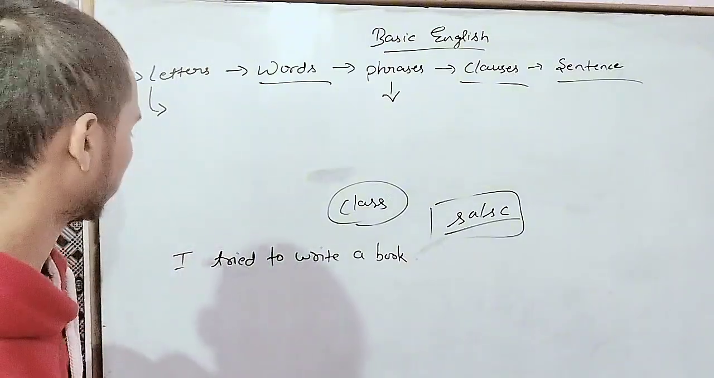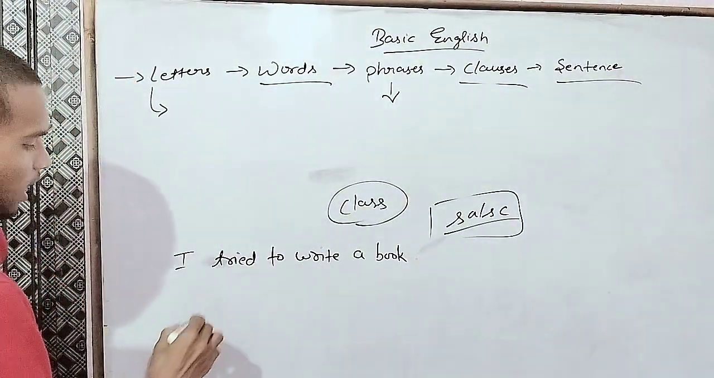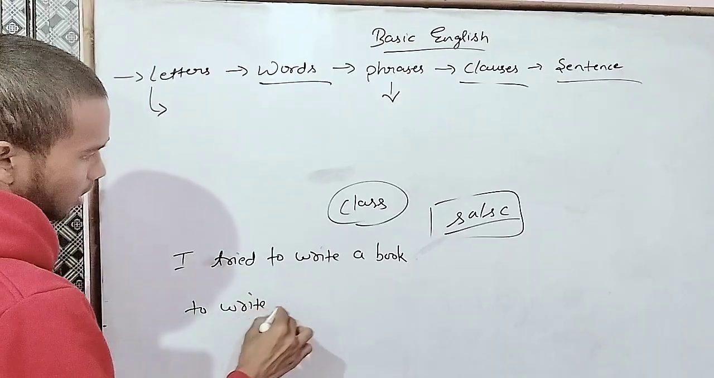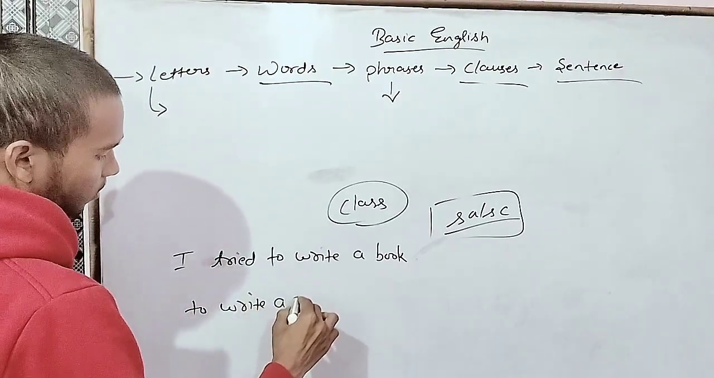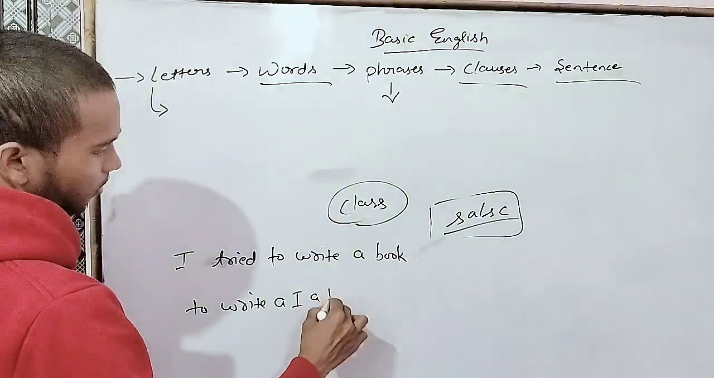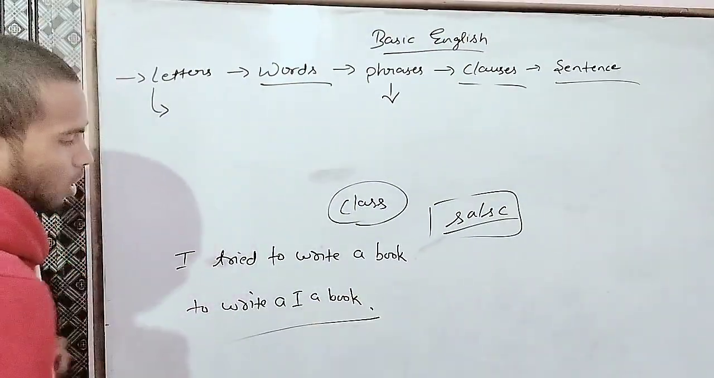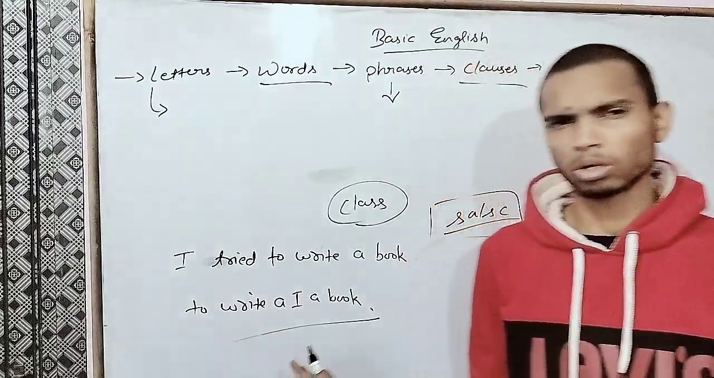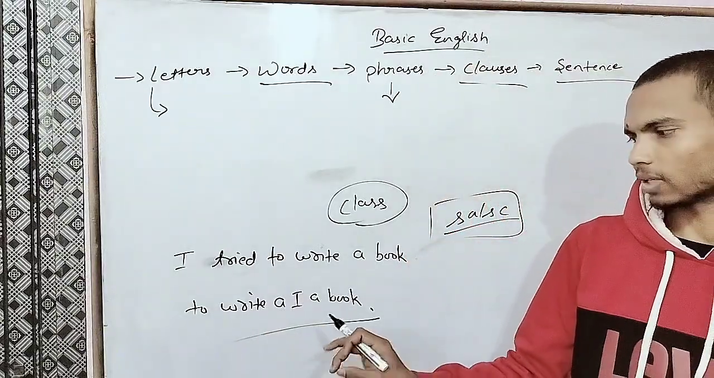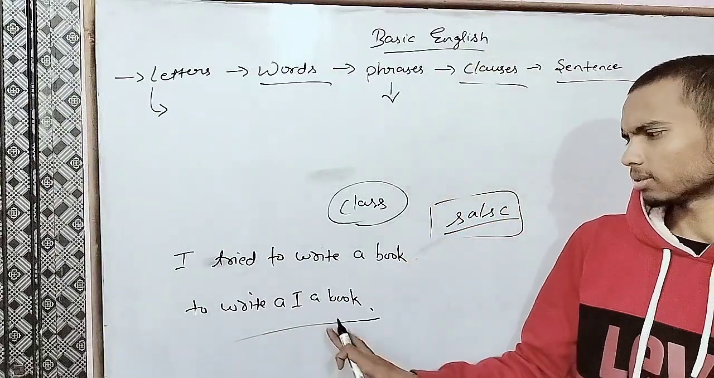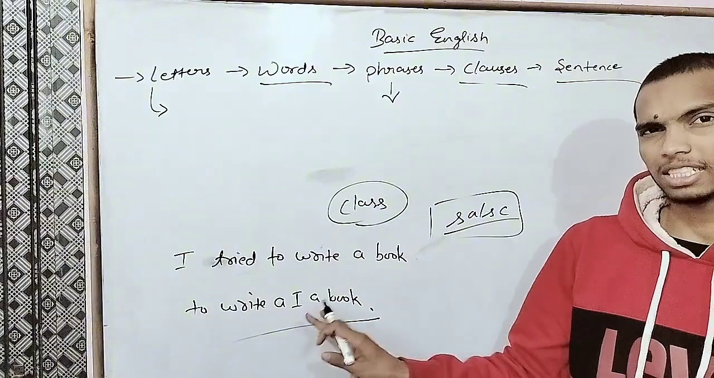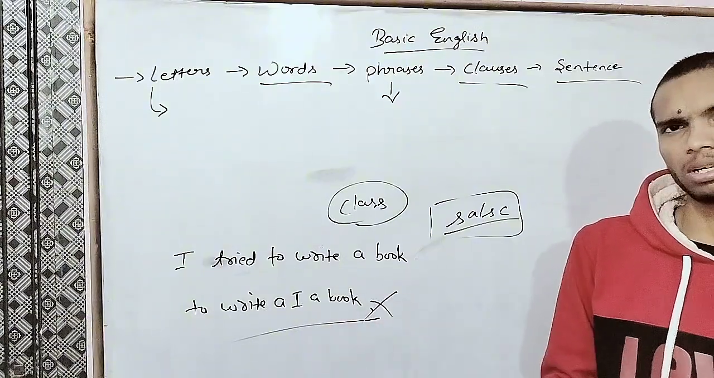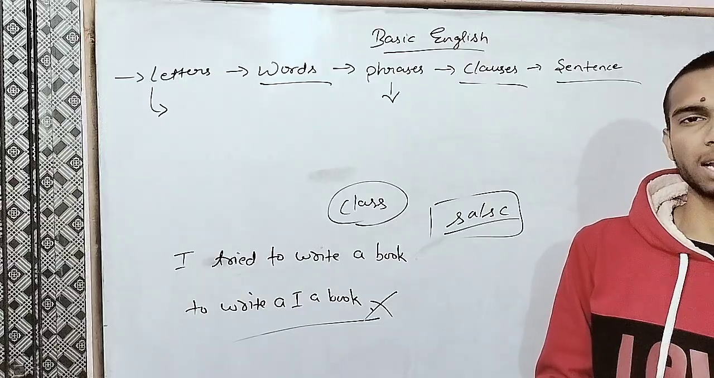Don't worry. For example, I write it like this: To write a book. Tell me, is it a sentence? No. For a few seconds we can say, yes, this is a sentence, but it is not giving a meaningful sentence. That's why it will not be considered as a sentence.